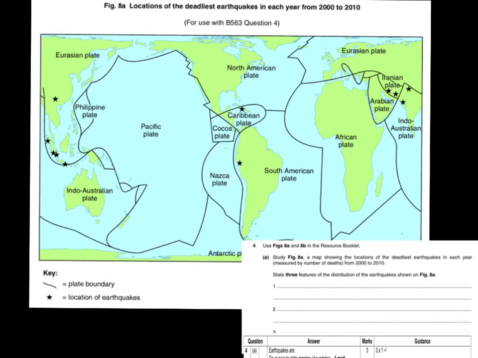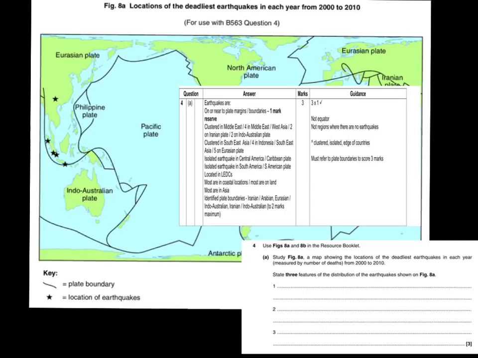So let's have a look at the answers and let's see what we're looking for. So the answers, I'll have a quick look. First of all, to get full marks you have to mention on or near to plate margins. But then if you look at the others, you'll see what we're predicting.